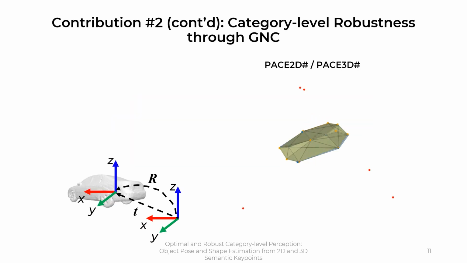To further increase robustness, we apply a graduated non-convexity scheme to the solver based on earlier works from our lab. We call the resulting approach PACE2D sharp and PACE3D sharp.